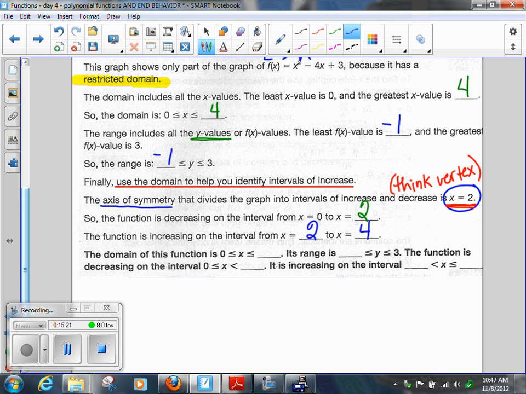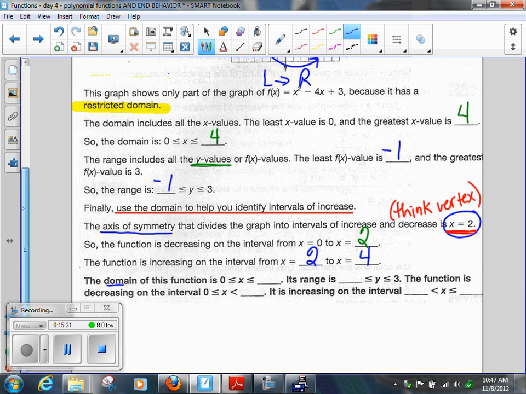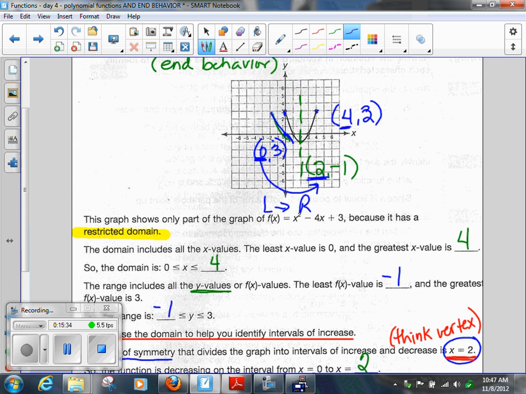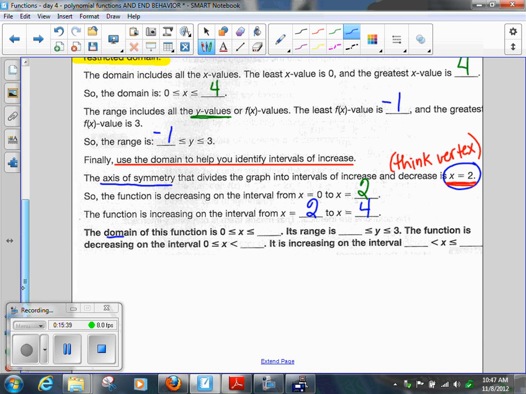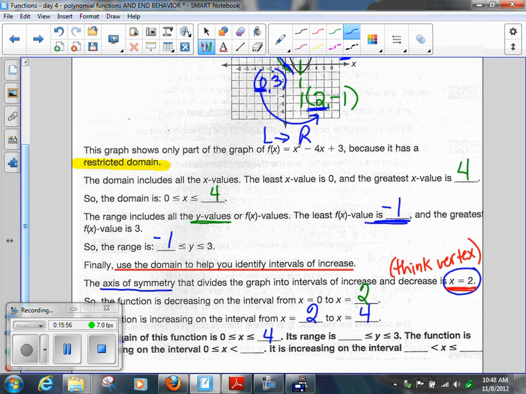Fill in the blanks. The domain of this function is 0 is less than or equal to x is less than or equal to. Domain has to do with x's, correct? And is it going to stop at 4? We had it up here anyway. So it is going to be at 4. Its range is what to what? -1 to 3? How'd you get that -1? It says it up here. But if you look at the graph, what's your y value in your vertex? -1.